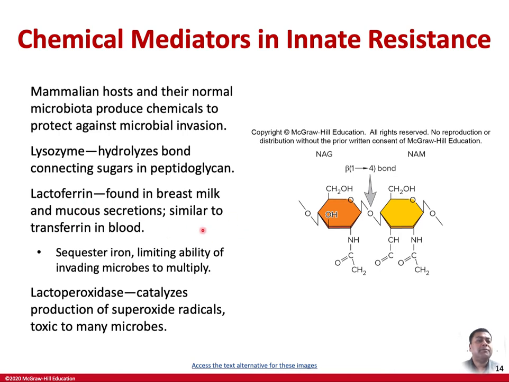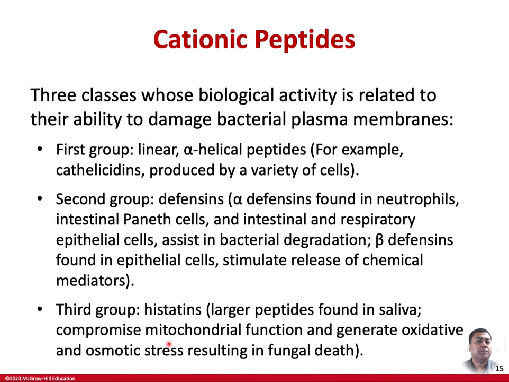And similar to transferrin of the blood, this sequestered iron means that they limit the ability of the invading microbes to multiply by capturing free iron available to them. Lactoperoxidase, we also talked about that. They also produce superoxide radicals, which are toxic to many microbes.